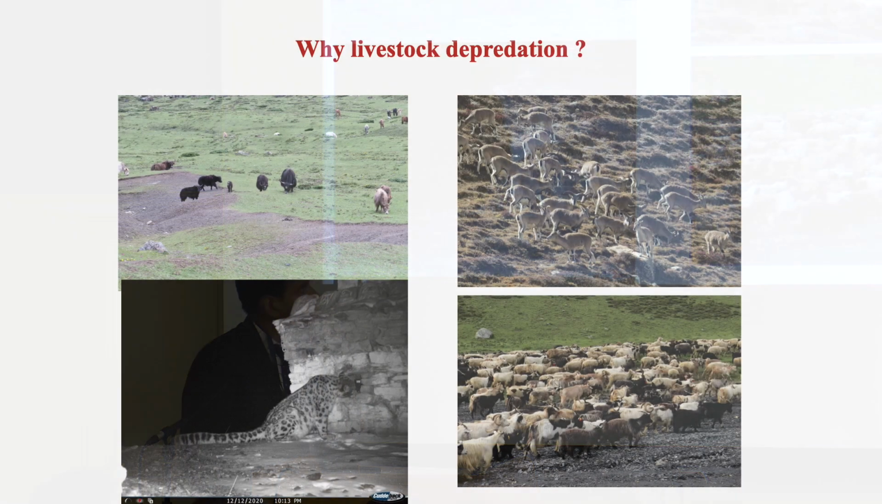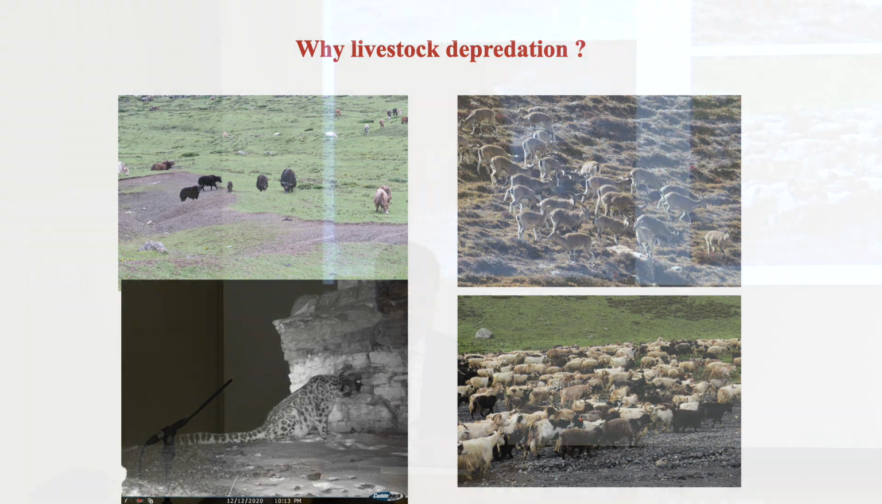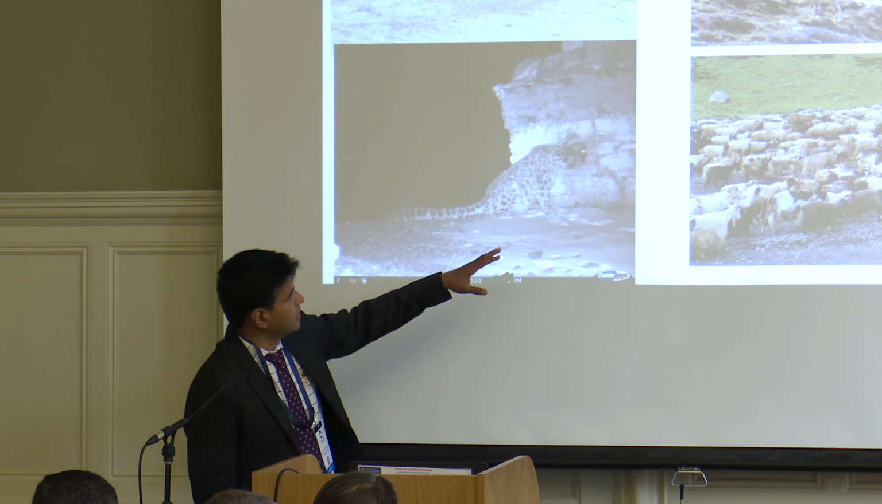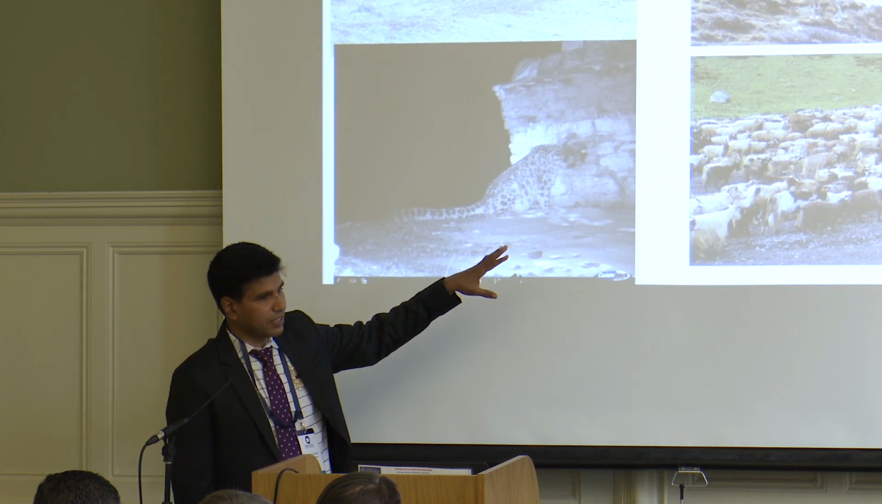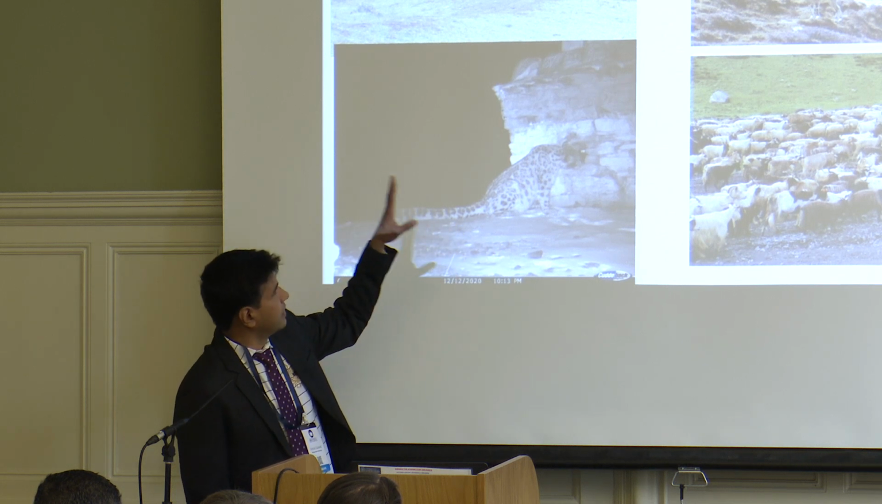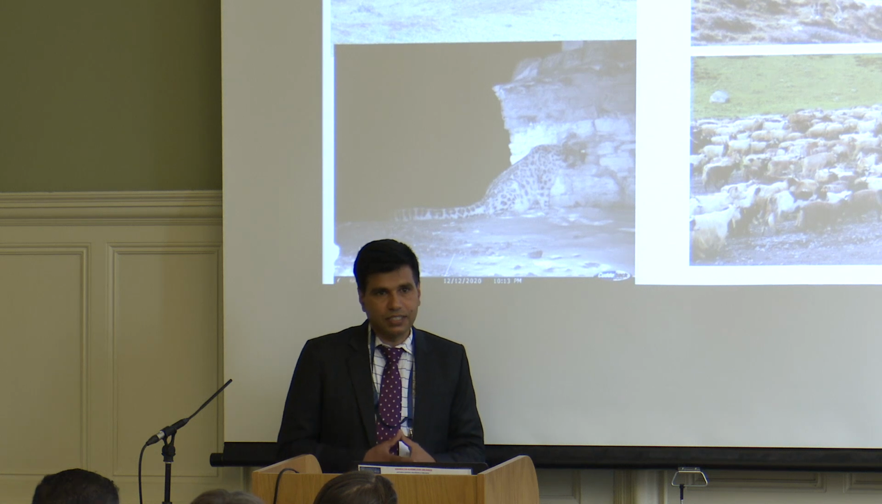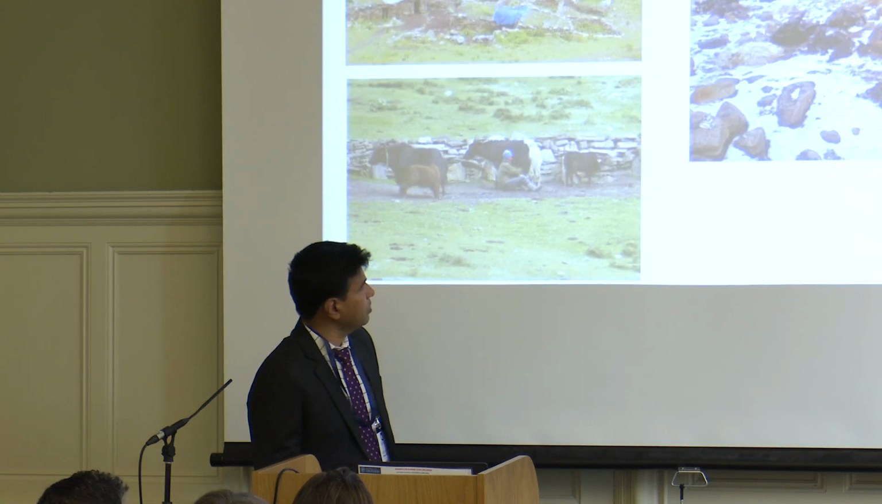The reason conflict exists is that the community shares the pasture land with the prey base of blue sheep, and it also shares the habitat with the snow leopard. So the conflict is very common. You can see the huge herd of blue sheep, and you can also see the huge herd of sheep and goats, and the yaks and the blue sheep grazing together. So this is the scenario that promotes the conflict in the mountain.